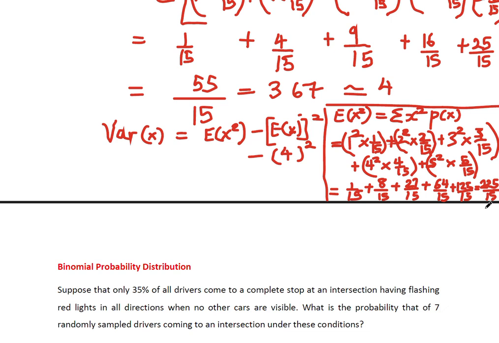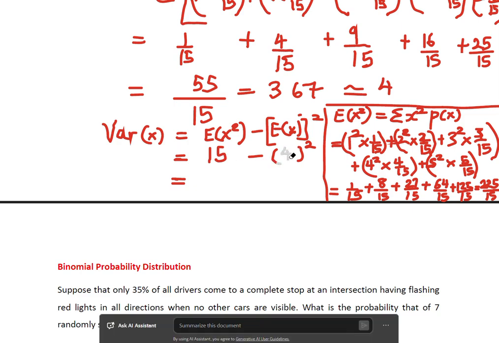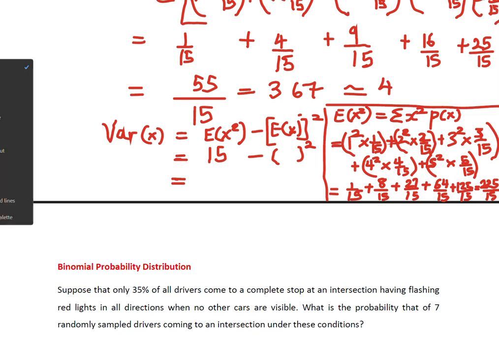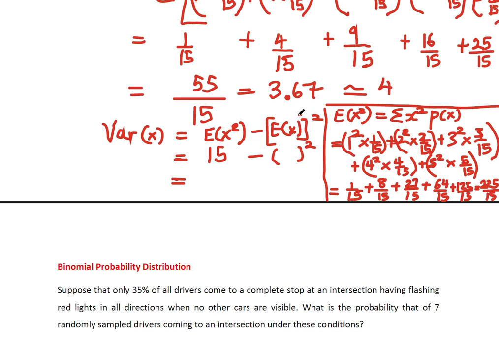When we divide 225 by 15, we actually get 15, and that represents the expected value of x squared, which we now insert into the formula. So here we will get 15, and for precision, what I'm going to do is that instead of using the 4, I'm going to use the 3.67 for maximum precision. I'm going to use the 3.67 here for maximum precision. So this will be 15 minus 3.67 squared.